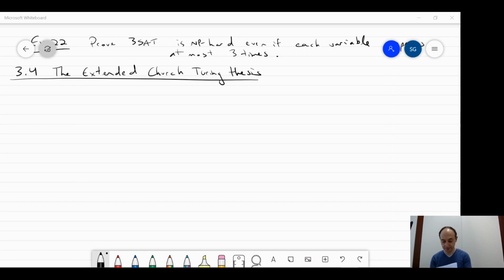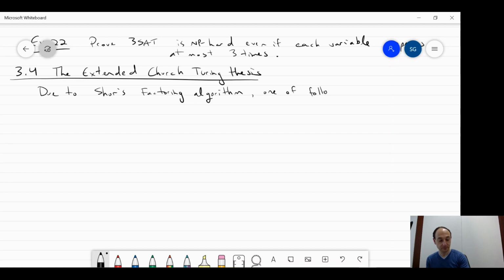Okay, so due to Shor's factoring algorithm, which is a polynomial time quantum algorithm for solving the problem Factor, which we talked about today, one of the following is false. Okay, there's a slight caveat. This is not a fully rigorous statement. I'll mention that in a second towards the end. But let me just rewrite these statements now.